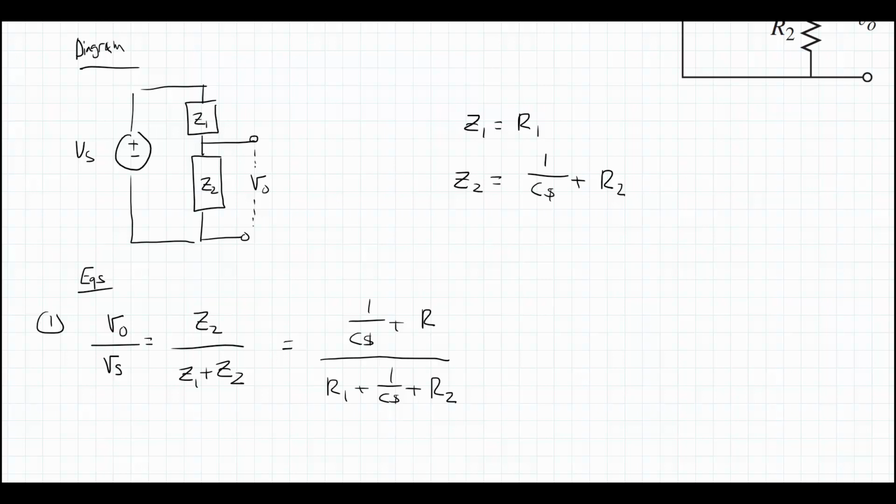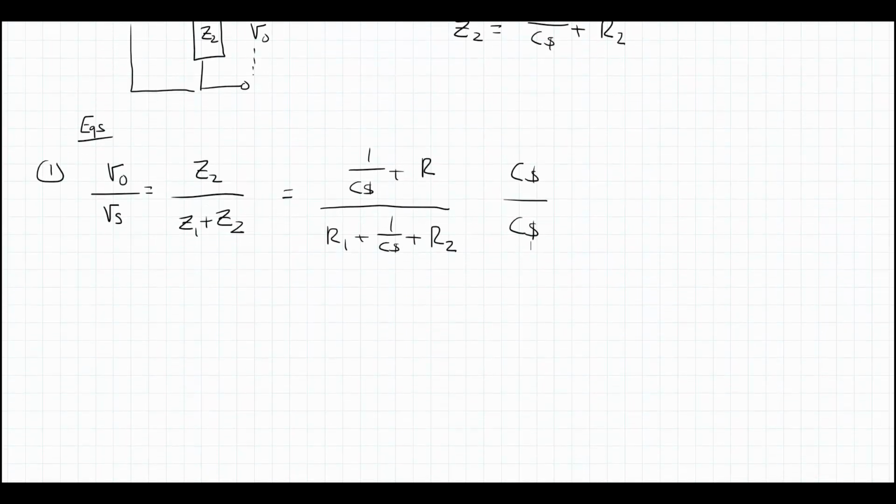Now, it's not in any standard form yet. I don't want s's in the denominator of the numerator or the denominator itself. So what I can do is multiply top and bottom by Cs and rewrite this initially. So in the numerator, 1 over Cs times Cs is going to be 1 plus R2Cs. And in the denominator, I'll have an R1 C times s plus a 1 plus an R2 C times s.